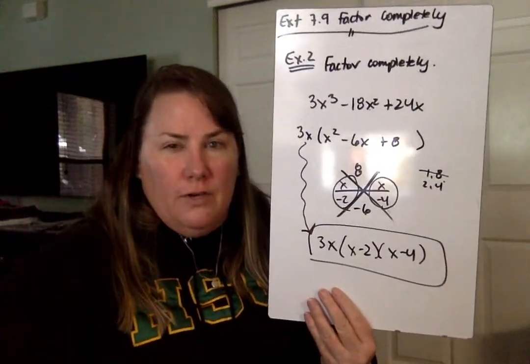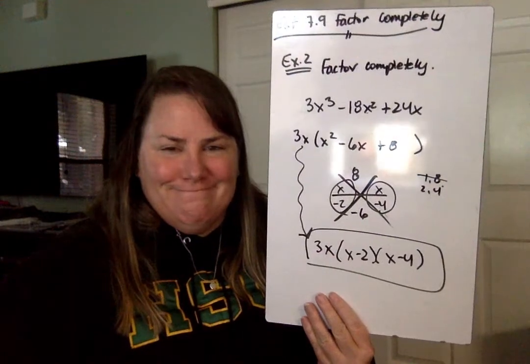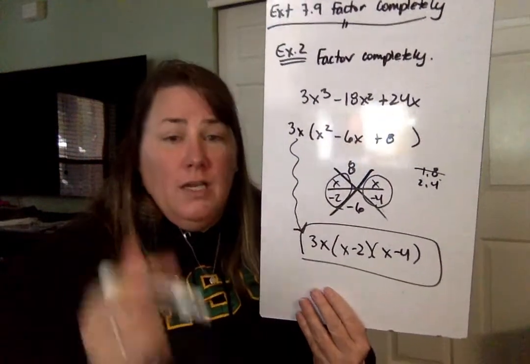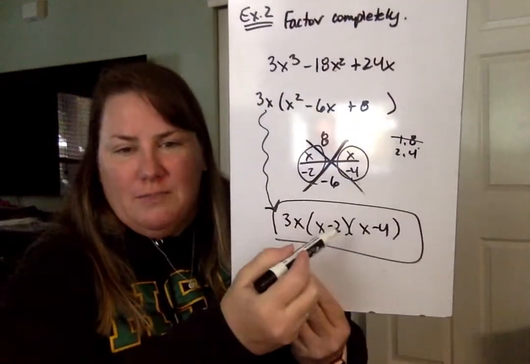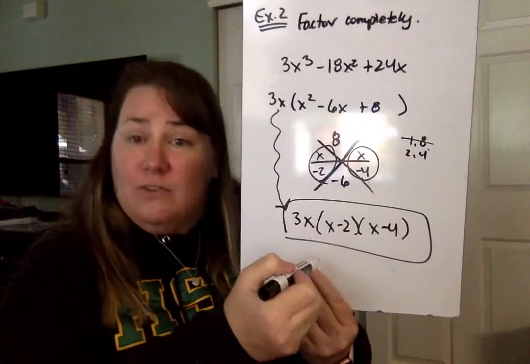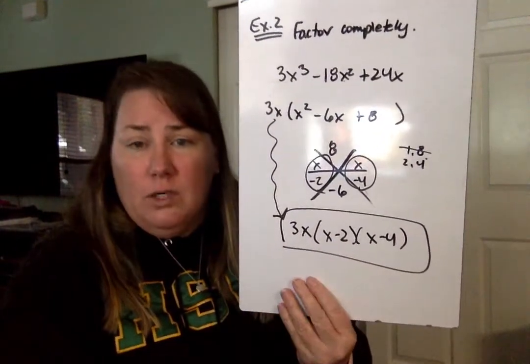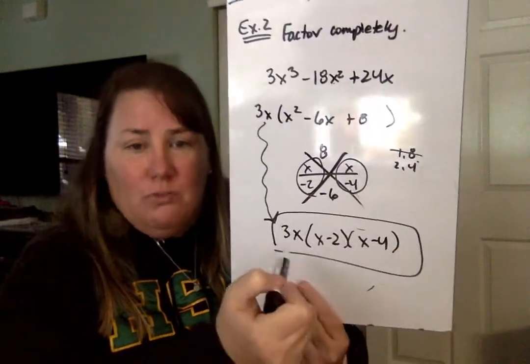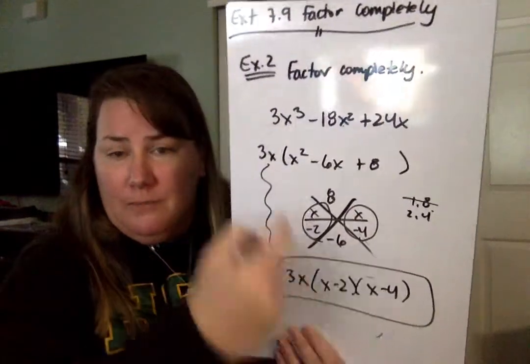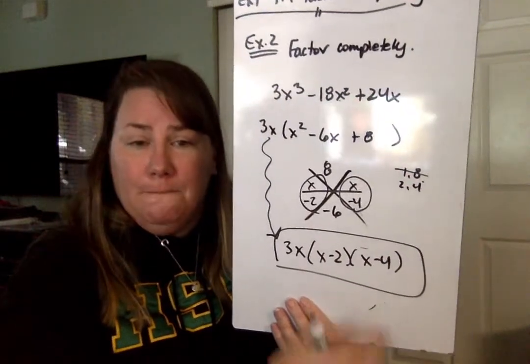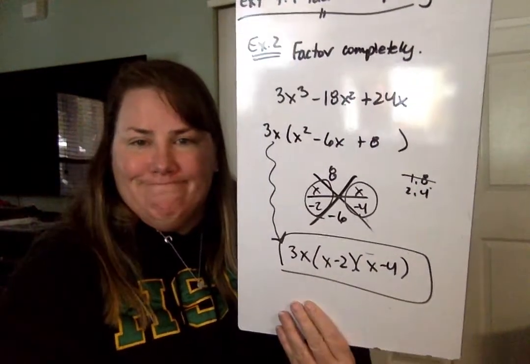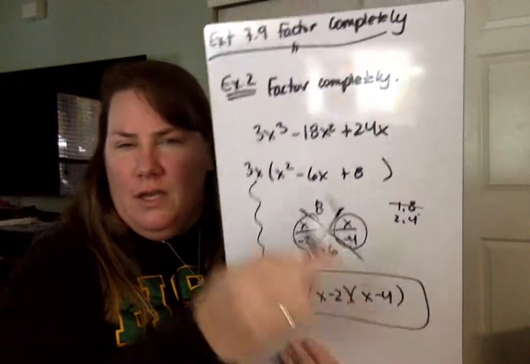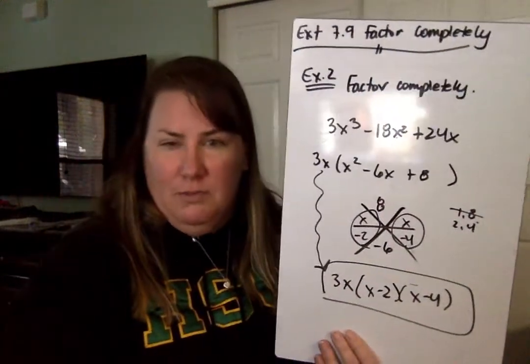But how do you know if you did it right? Multiply it out. You can multiply 3x times this, get that answer, then multiply that times x minus 4. Or you can FOIL these guys out, get that answer, and then multiply it by 3x, which will get you back up here. A couple different ways you can check it. But that's factored completely. Think of it as double factoring.